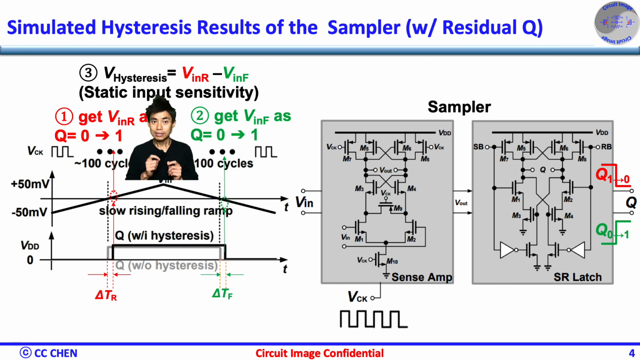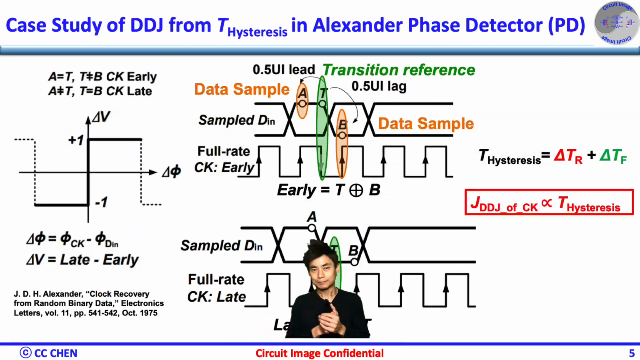The hysteresis of the input voltage is VNR minus VNF, which is usually the static input sensitivity of the sampler, and that's usually not quite useful since the clock to Q timing of the sampler was not included. So we already discussed this hysteresis voltage. How about hysteresis time? Correct.